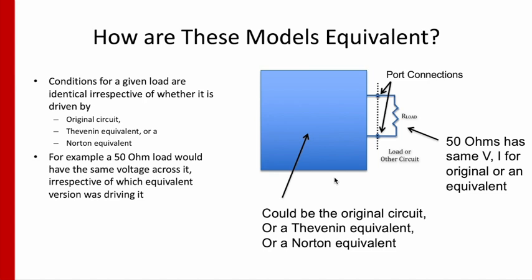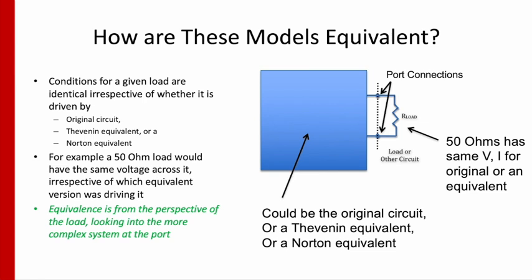And an even more specific example, suppose this load here was just a 50 ohm resistor. Well, if we take that resistor and connect it to any of these, the original, the Thevenin, or the Norton, then the voltage and current associated with that resistor would be identical, irrespective of which version that load is connected to. This is the nature of the equivalence. The load can't tell the difference. Conditions are the same. And that's from the load looking back, connected at the port, looking back into the system.